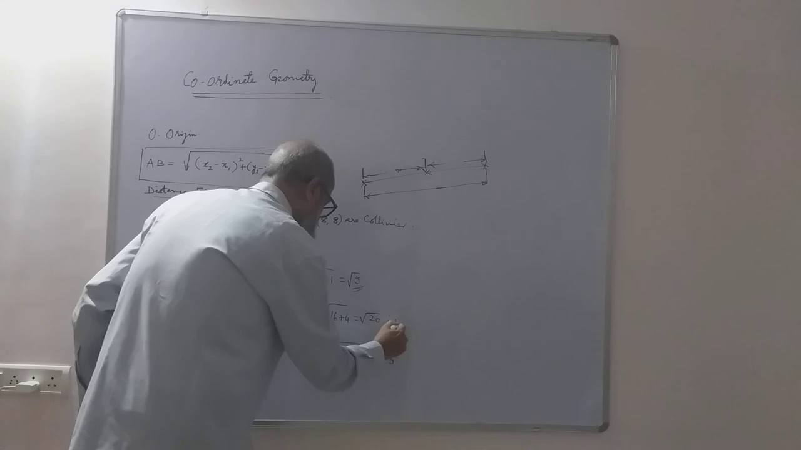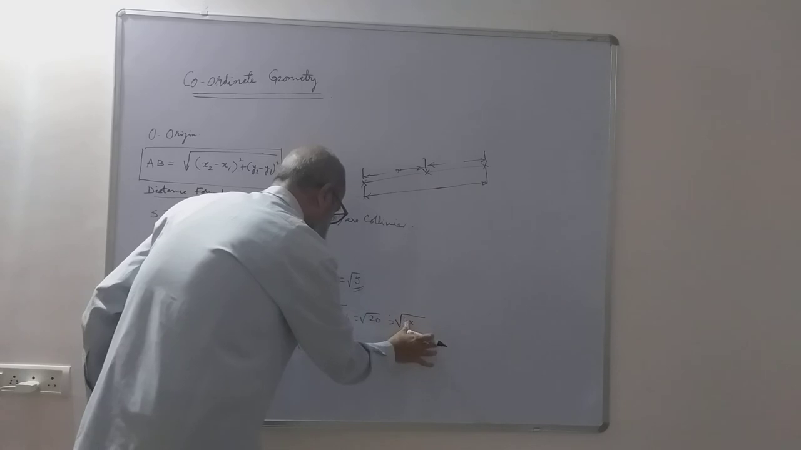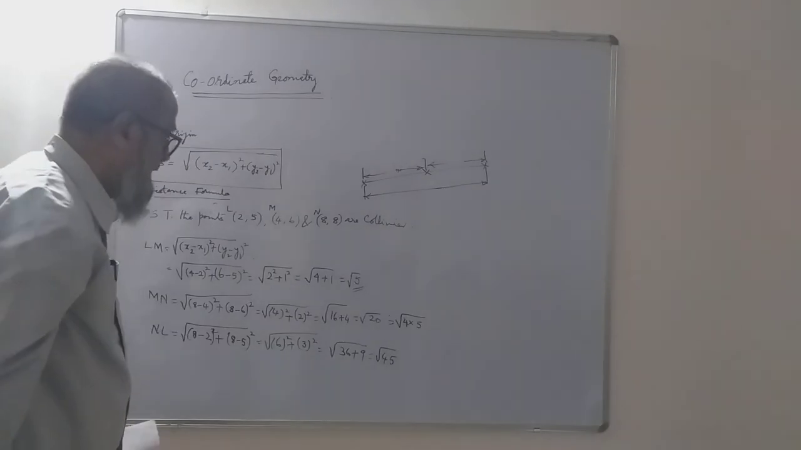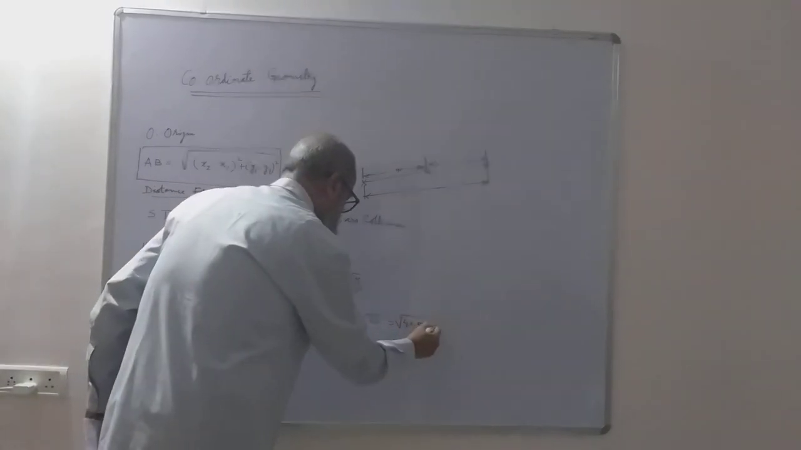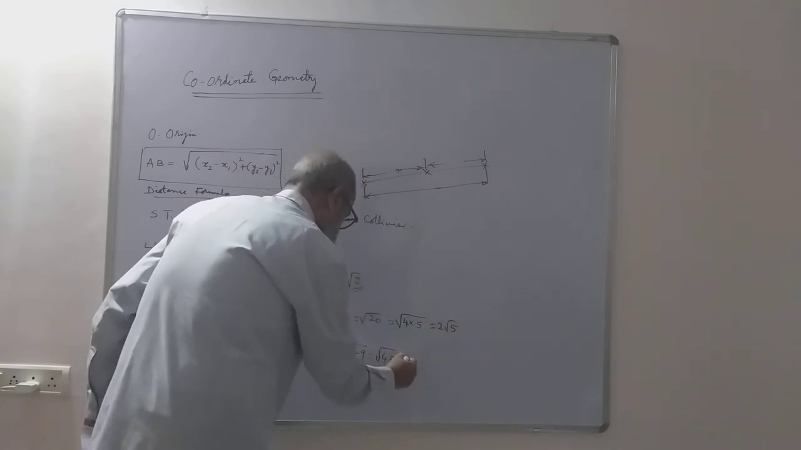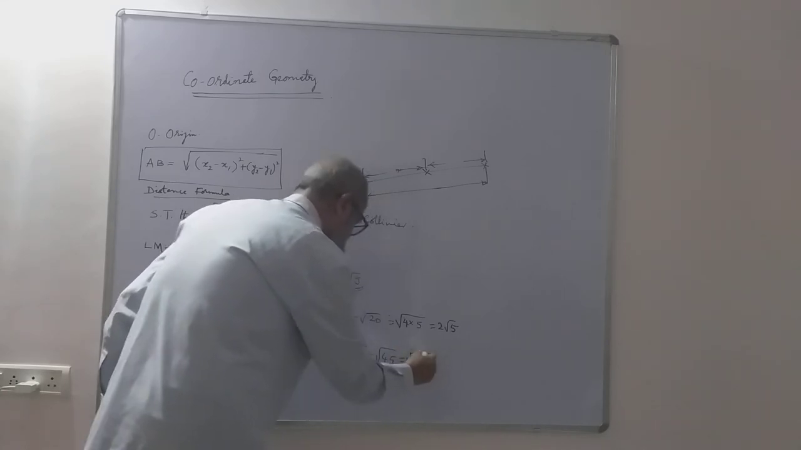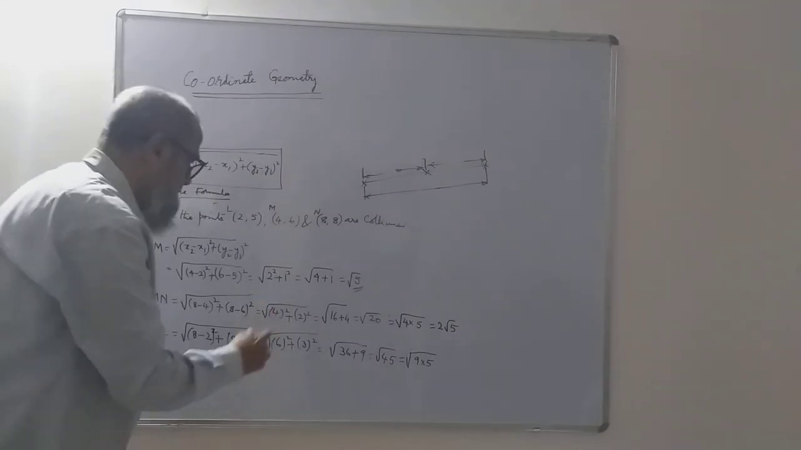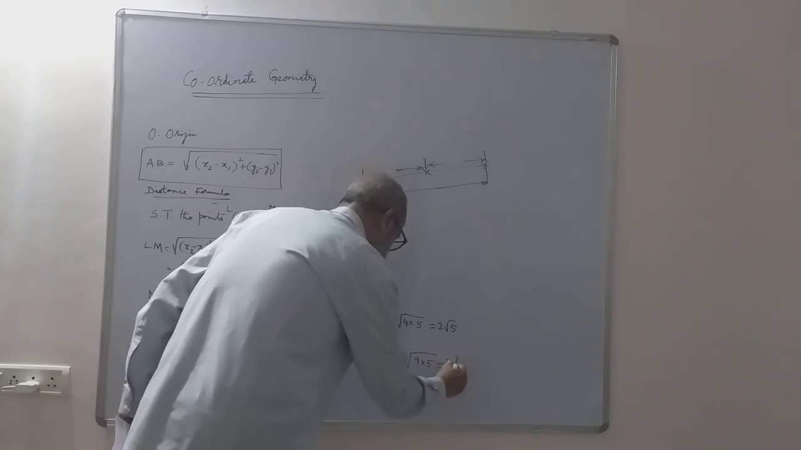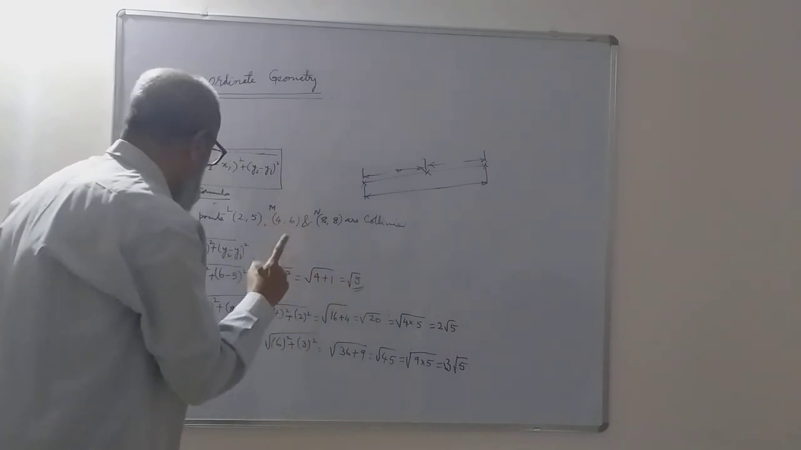Now, 20 can be written as 4 into 5, the product of 4 and 5. Now this 4 can be taken outside. If I take out that 4, it will be 2 root 5. Here, 45 can be written as the product of 9 and 5. 9 fives are 45. So root of 9 is 3. So it will be 3 root 5. So now this is only root 5. That means it is 1 root 5.